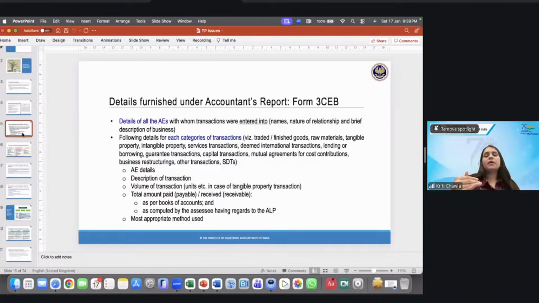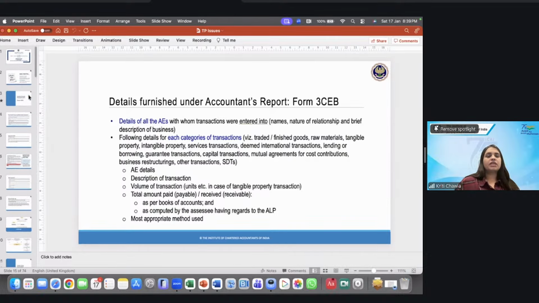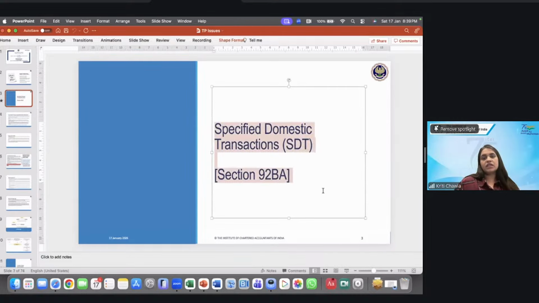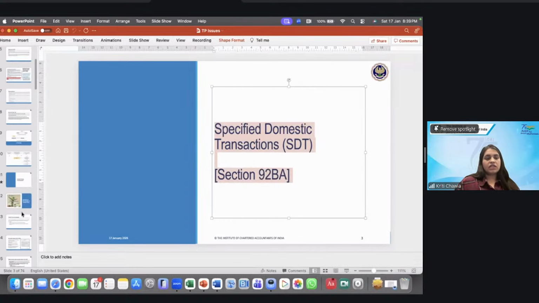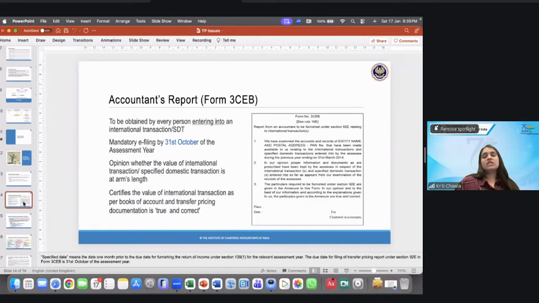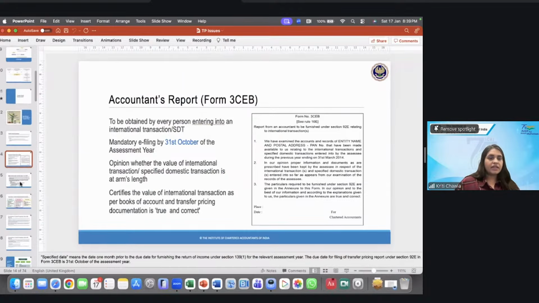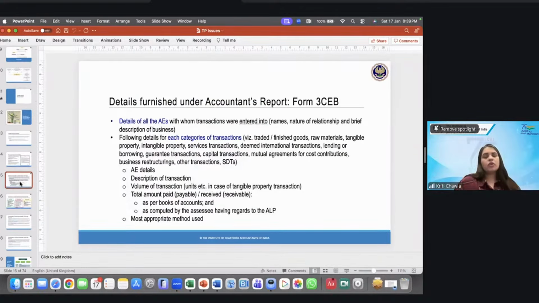And similarly, there is part C. Part C is for specified domestic transactions. Specified domestic transaction is something that we will discuss. It's provided here. We will discuss in the next lecture. So that is what is provided in part C. So that is all that is provided in Form 3CEB.